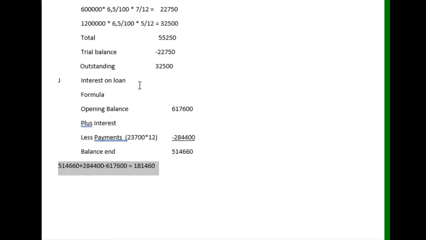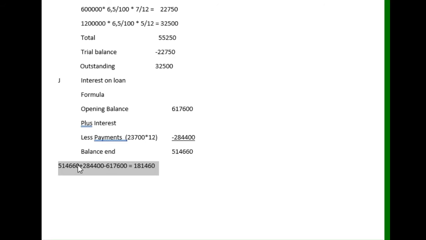Good. Let's just relook at the interest on loan. So we're going to use the formula which says opening balance plus interest less the payments for the year gives me the balance at the end. Now to work out the missing item here, which is the interest, I start by using the balance at the end, the answer, which is 514,660. Then I'll do the opposite with the items above. So instead of minus, I will plus it, and that one, instead of plus, I will minus it.